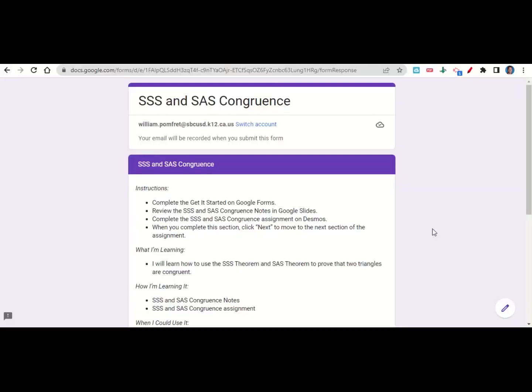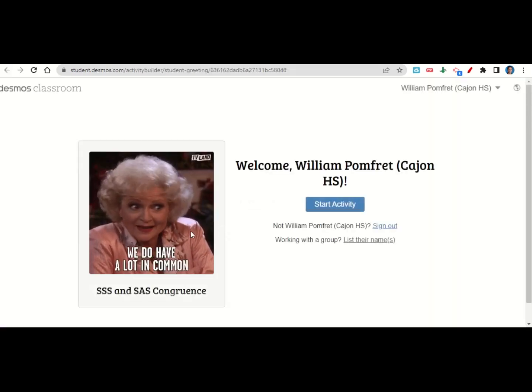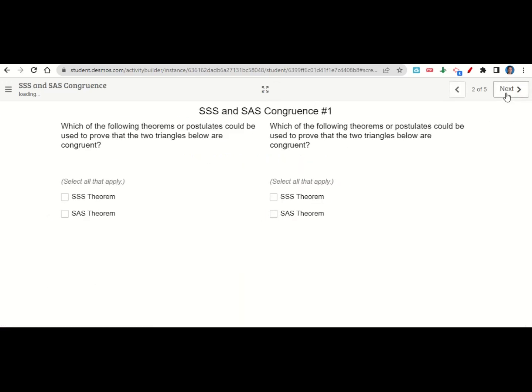Let's take a look now at the SSS and SAS Congruence assignment. The assignment begins with the learning goals and success criteria. If we scroll down, there's a link here to take you to the Desmos activity. Go ahead and click on that link, and it should take you to a page that looks like this. We'll go ahead and click Start the Activity. The activity begins with the learning goals and success criteria. We'll go ahead and click Next.